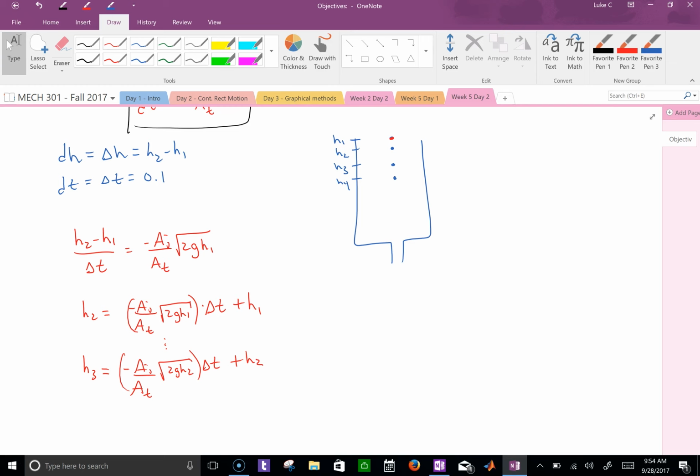Yes? Is there an initial condition for H1? Initial value is H1. Yep. Do you have to rearrange to find that? No, you have to know that, because that's at time 0. That'll be given. Yep. So how do you write this in code?